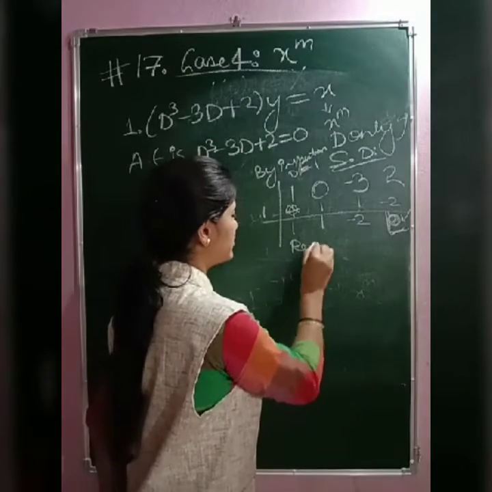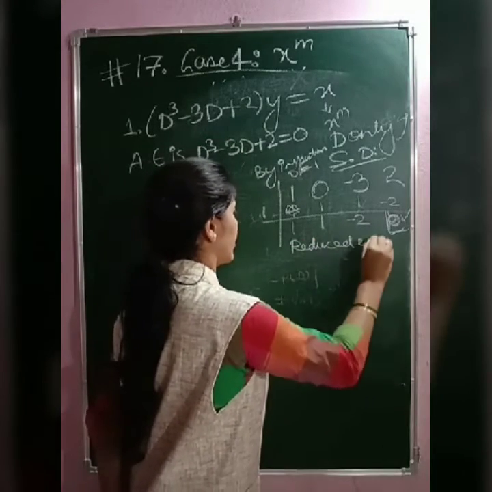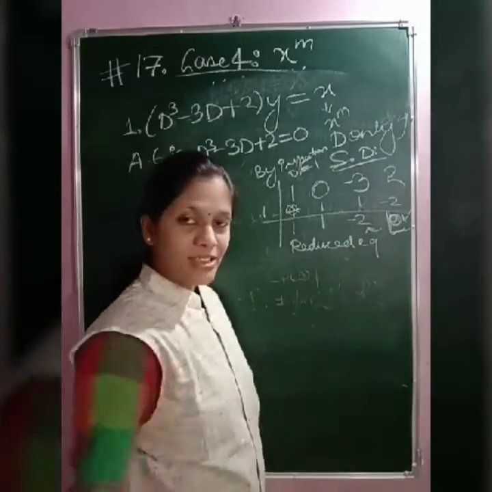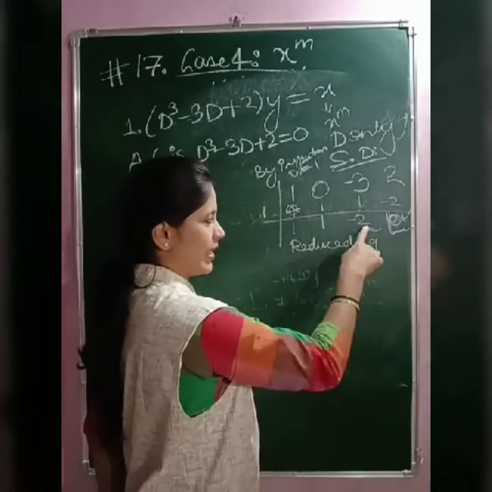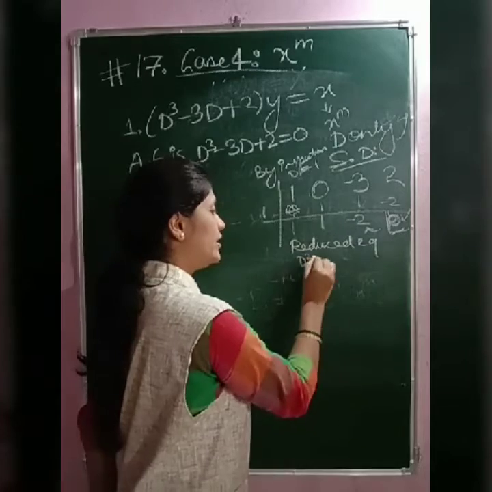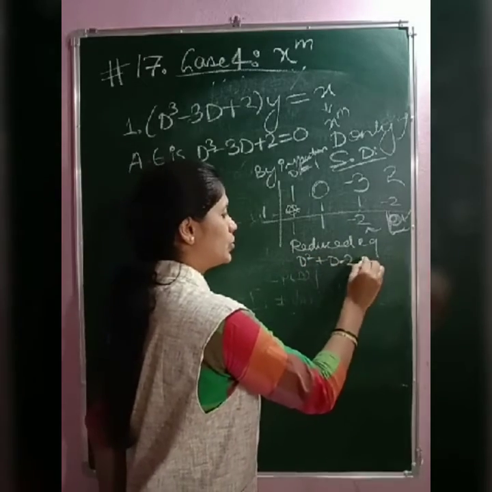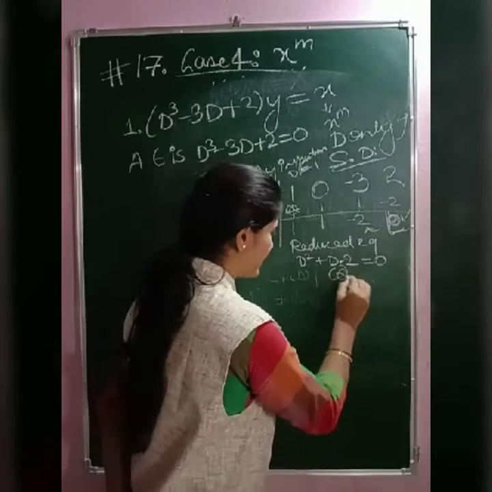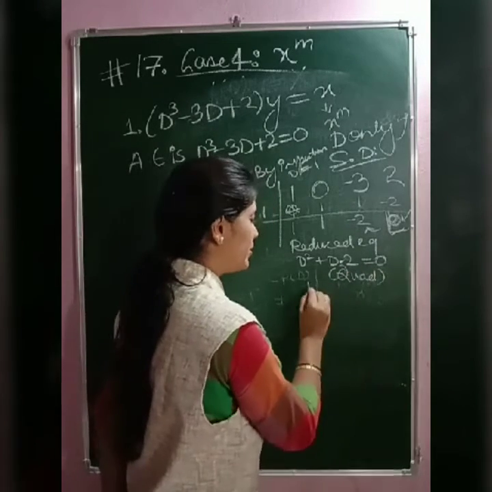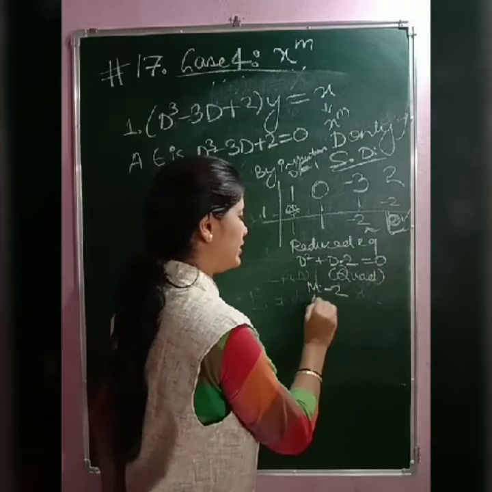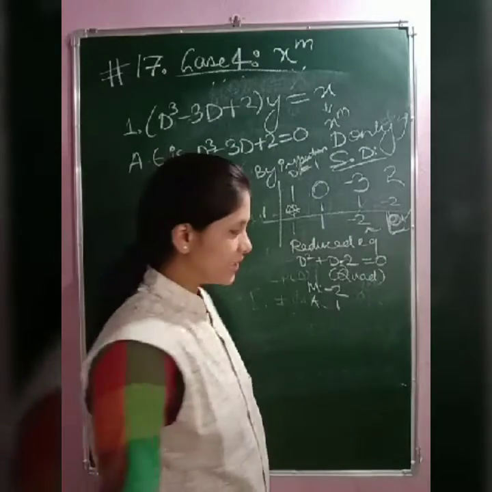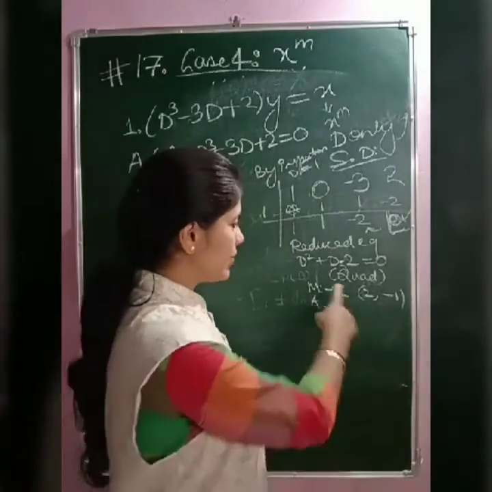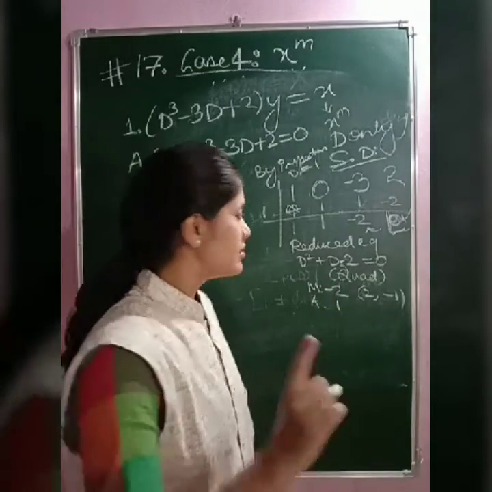The reduced equation is: this is the constant, and this is d square. Either you can write in this fashion or however you want. So d square plus d minus 2 equal to 0. Right? So this happens to be a quadratic equation. Multiplication minus 2, addition 1. What are the two factors? 2 and minus 1. 2 into minus 1 is minus 2, and 2 minus 1 is 1.